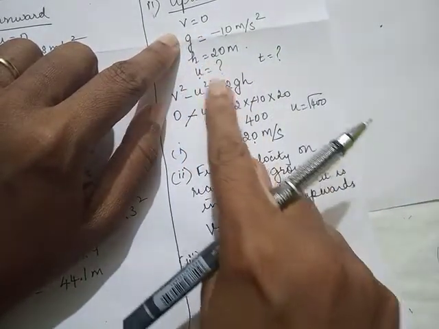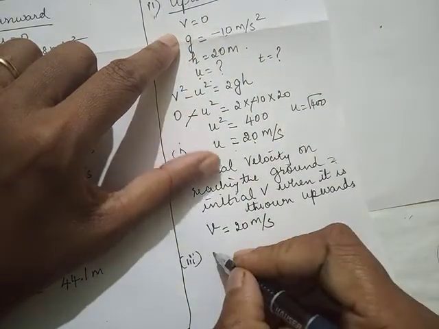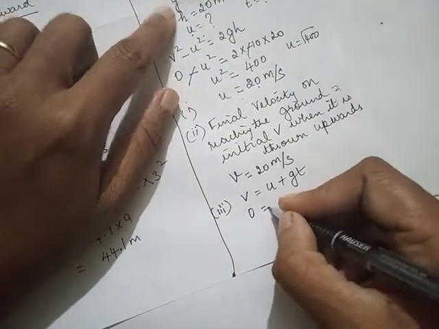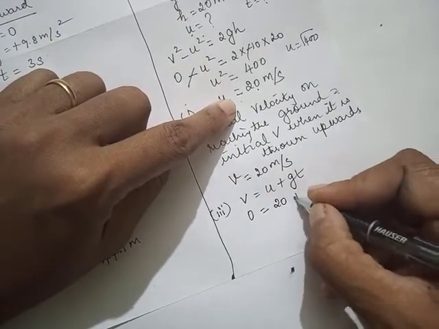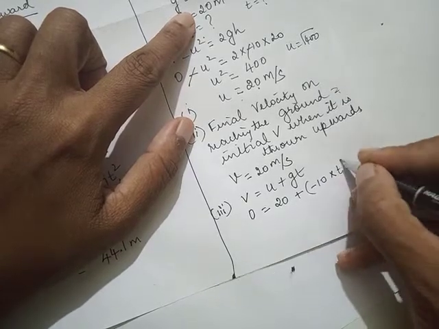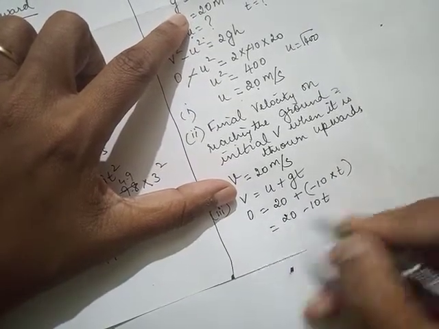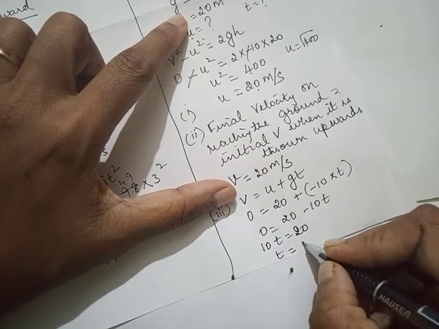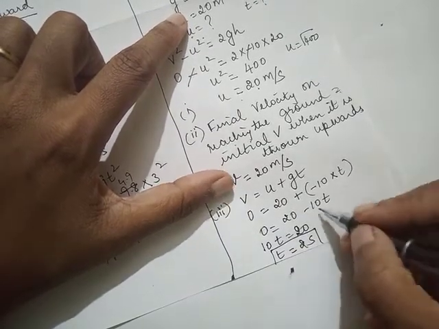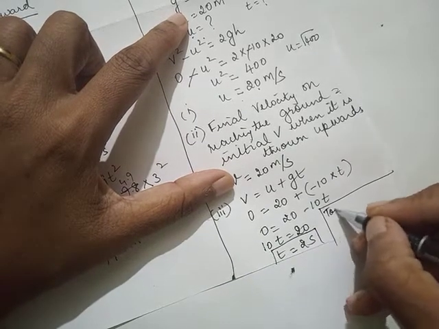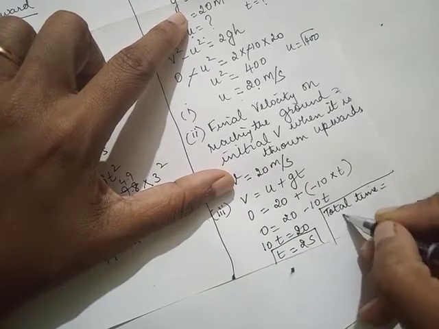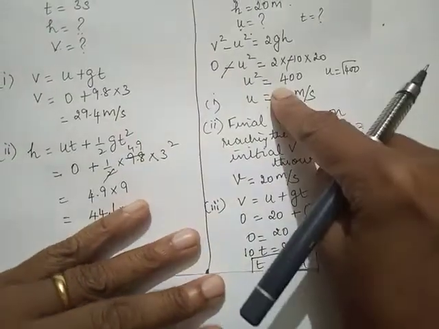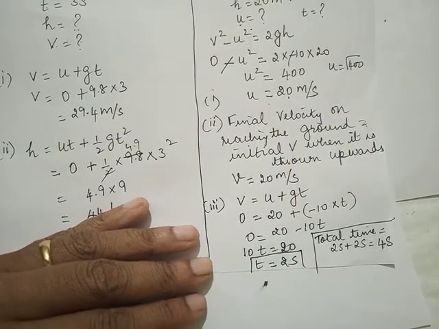V, U, G are there. You can use the first equation: V is equal to U plus GT. V is 0, U is 20, G is minus 10 into T. So 20 minus 10T is equal to 0, or 10T is equal to 20, T is equal to 2 seconds. 20 by 10, 2 seconds. But total time of journey will be 2 seconds plus 2 seconds, that is 4 seconds. Your final answer will be 4 seconds. 2 seconds for upward, 2 seconds for downward. So total time will be 4 seconds.